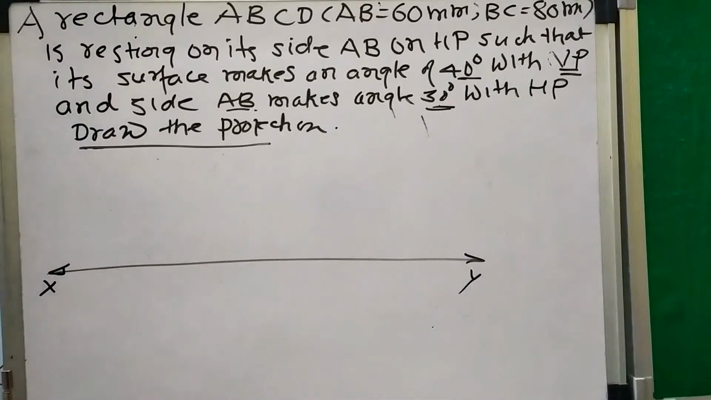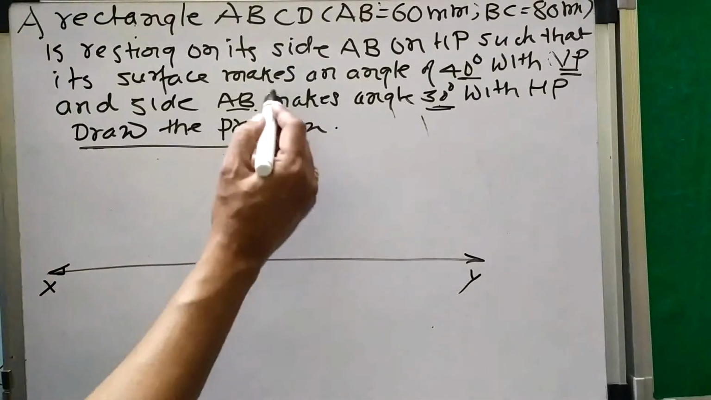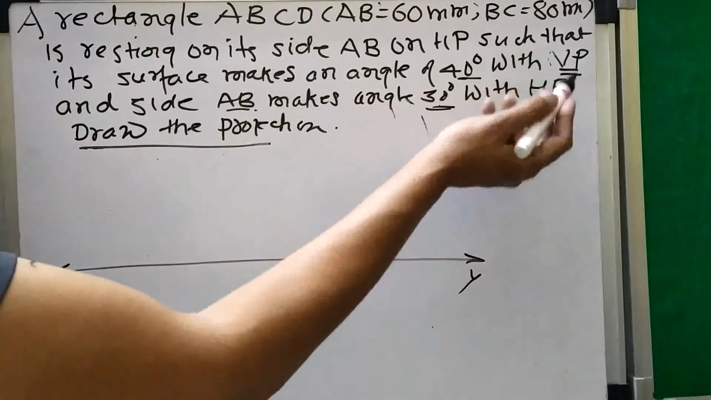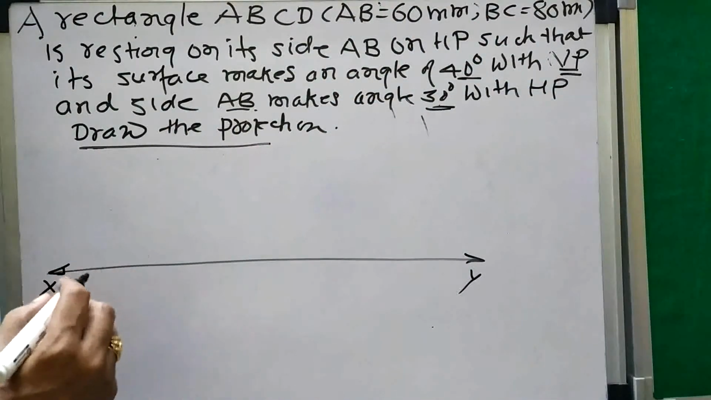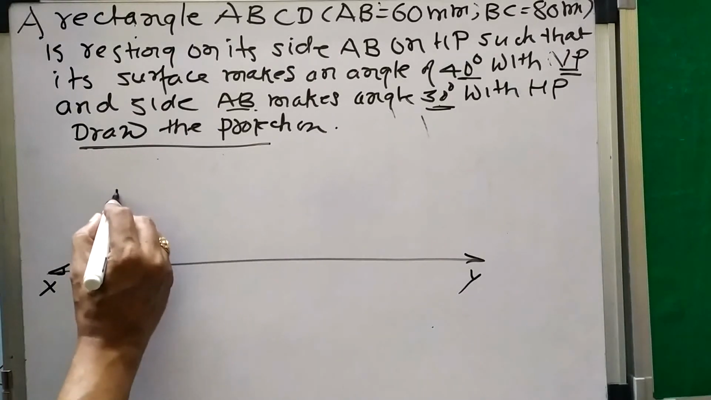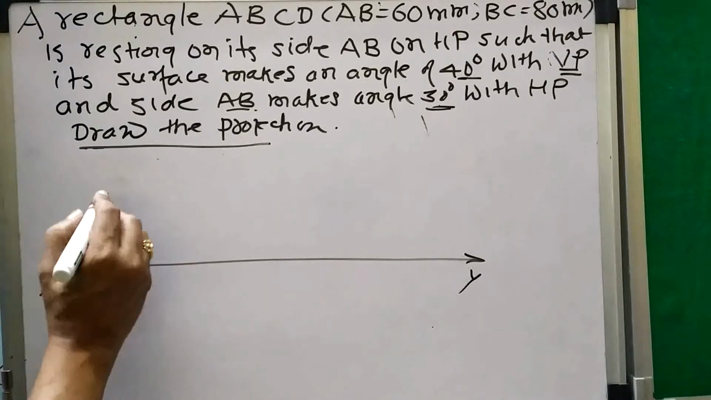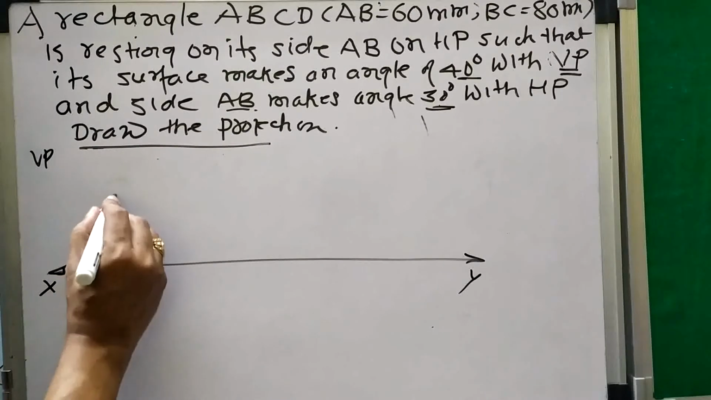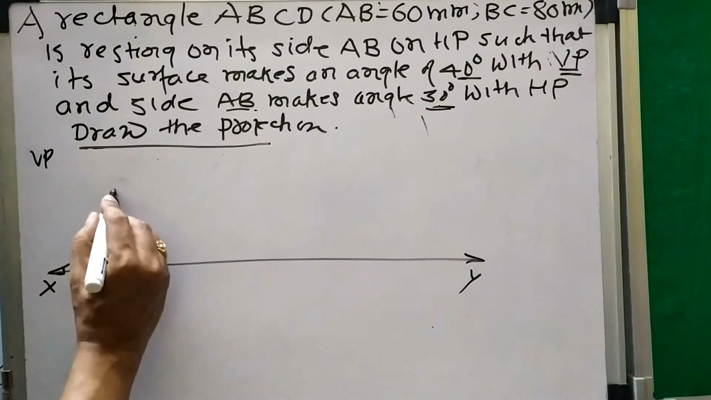Now I will keep the surface in the VP, because the surface is inclined with VP. I will keep the surface in the VP initially, that is, parallel with VP. So in the VP I will get the true shape. In the vertical plane, I will draw the actual rectangle.